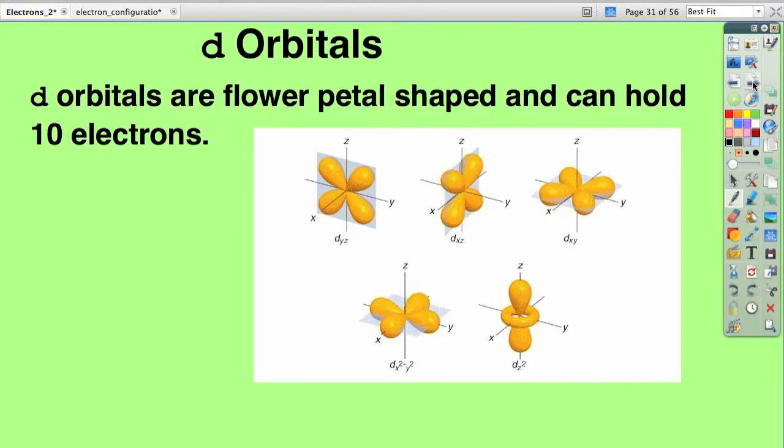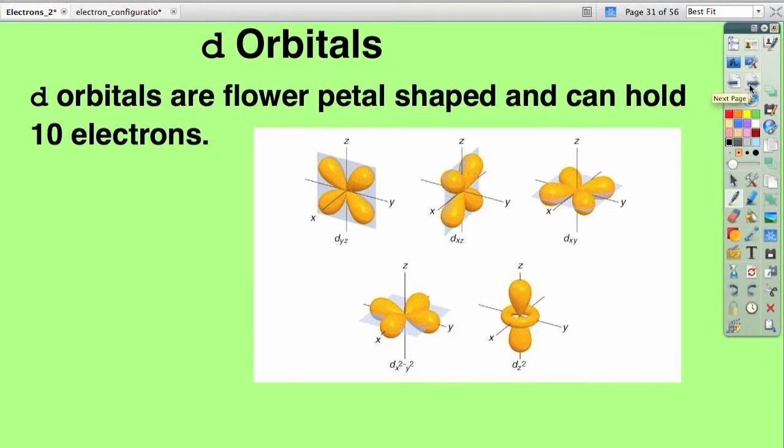The d orbitals, we have 5 of them, because each one, even though it looks like a petal like 4, this whole thing can only hold a maximum of 2 electrons. So 2 and 2 and 2 and 2 and 2 would be 10 electrons maximum, and they kind of look alike except for this one. They do not have to look the same.